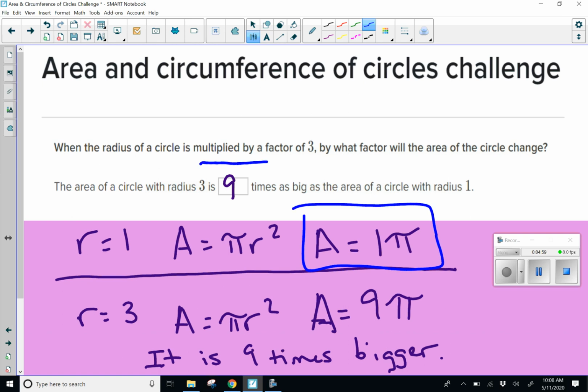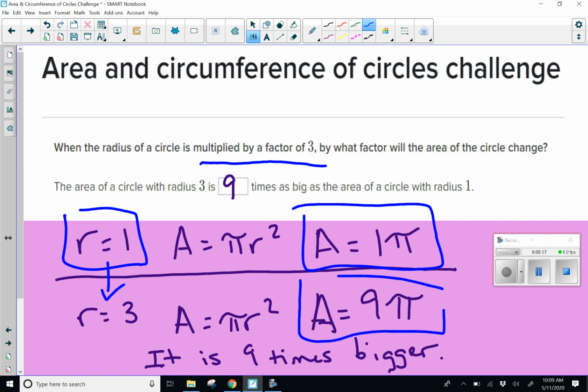Now they're saying, what happens if you multiply by a factor of 3? Well, if I take my initial radius of 1 and multiply that by 3, that's going to give me a radius of 3. So now let's plug that into our area formula. A equals pi r squared. 3 squared gives me 9 pi, so that's going to give me a new area of A equals 9 pi. Clearly, in my hypothetical example, starting with a radius of 1 and multiplying it by 3, my area is now 9 times bigger. So a circle with a radius of 3 is going to be 9 times as big as the area of a circle with a radius of 1.